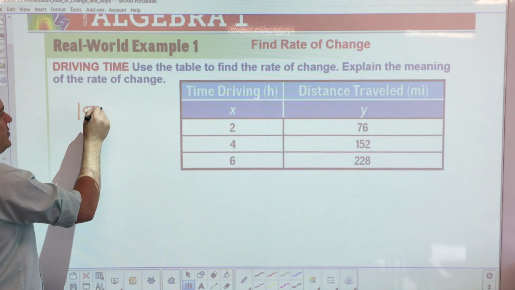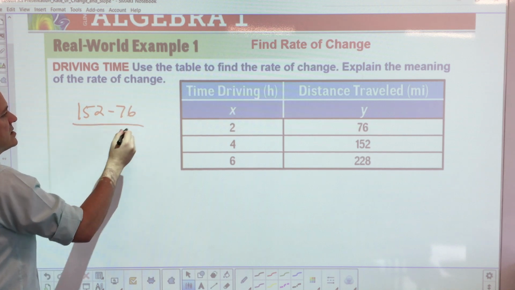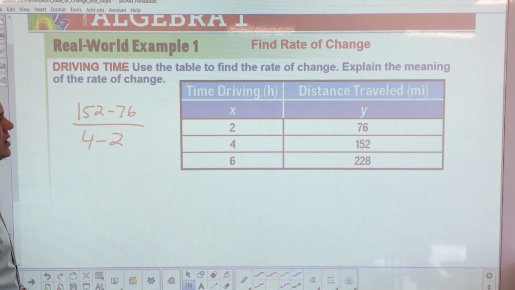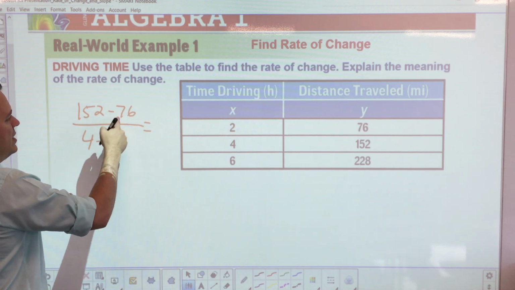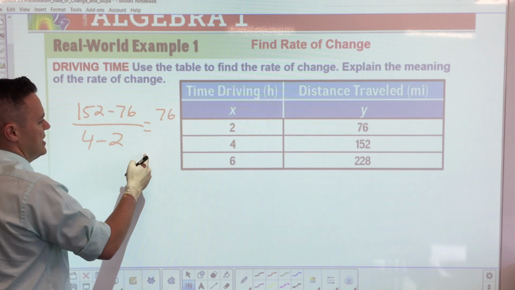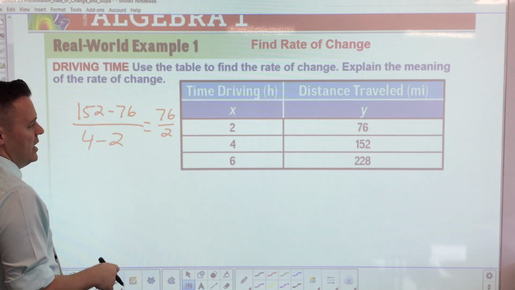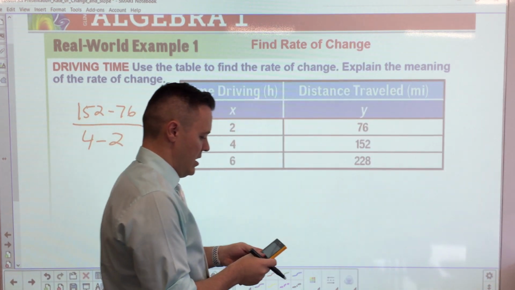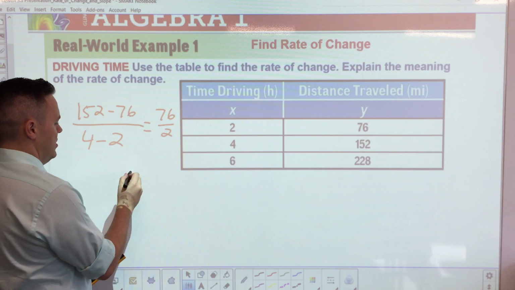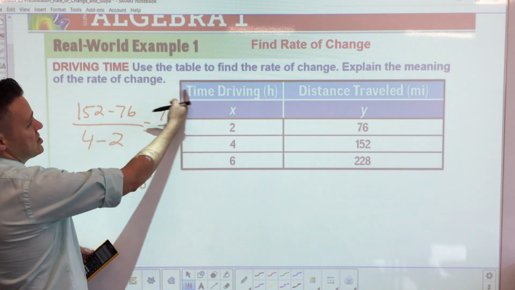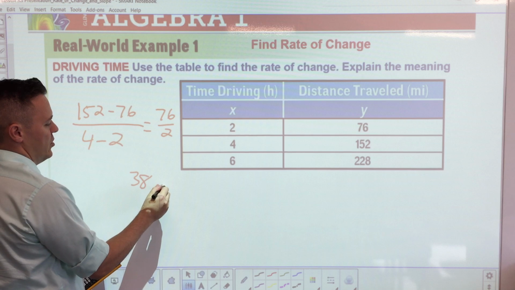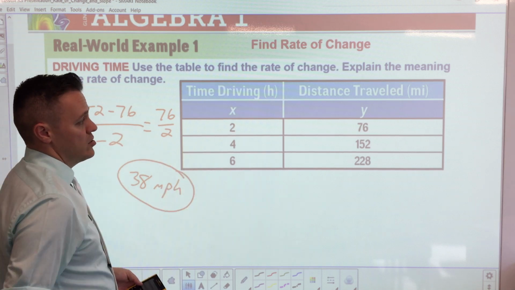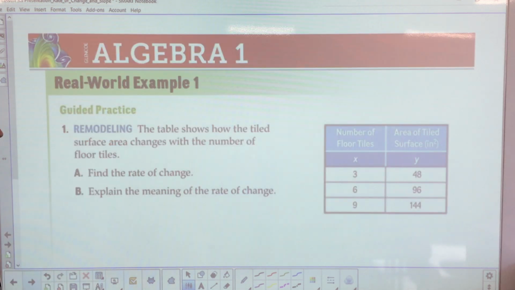So it's going to be 152 minus 76. And the rate of change from here to here is 4 minus 2. If I were to put this into a calculator, this is actually going to be 76 divided by 2. And then if you figure that out, in my calculator, 76 divided by 2 is 38. So what does this actually mean? This rate of change means you're going 38 miles per hour. So you are driving really slow. Your turn.